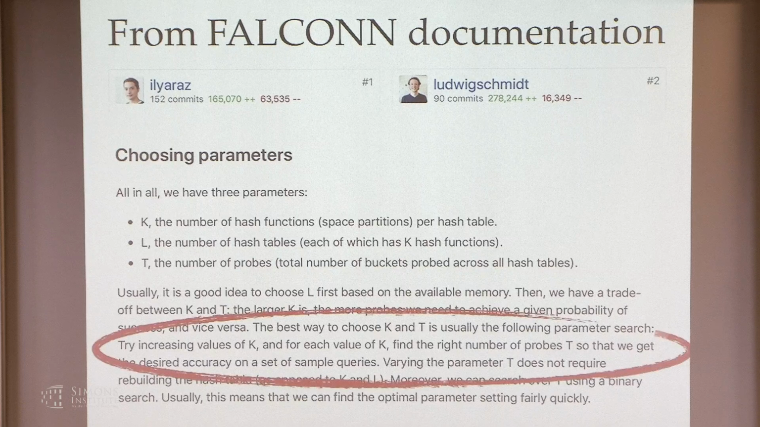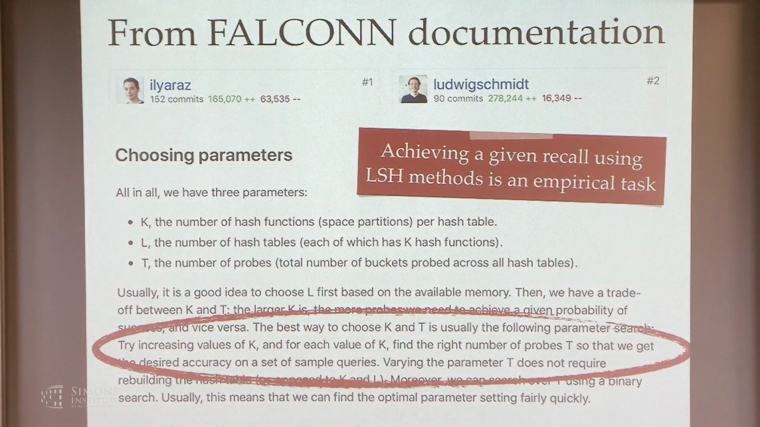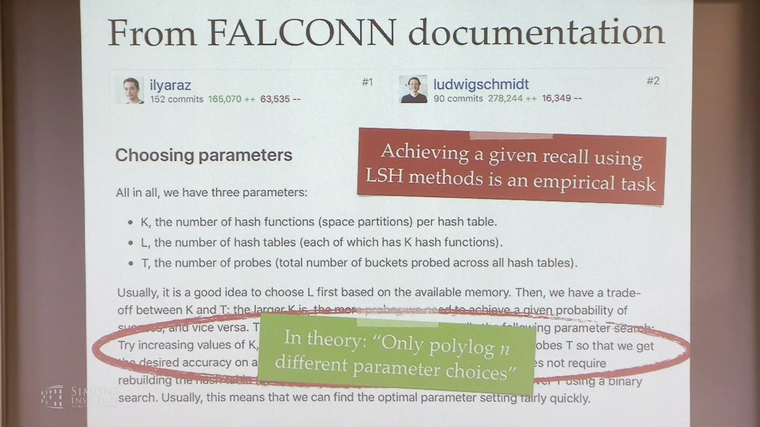Okay, and it has some advice about choosing parameters. So it's down here, and it kind of says you need to do a parameter search. You try increasing values, and then for each value you try other values and so on. So it's really an empirical task. So you have to look at a particular data set, maybe query distribution, to choose these parameters in a good way. Of course, theoretically, you might say, okay, there's just polylog different parameter choices. Maybe we can try them all in parallel or something like this. But in practice, any polylog factor is going to kill whatever speed up we get from the approximation. Okay, so we would like to do something better.